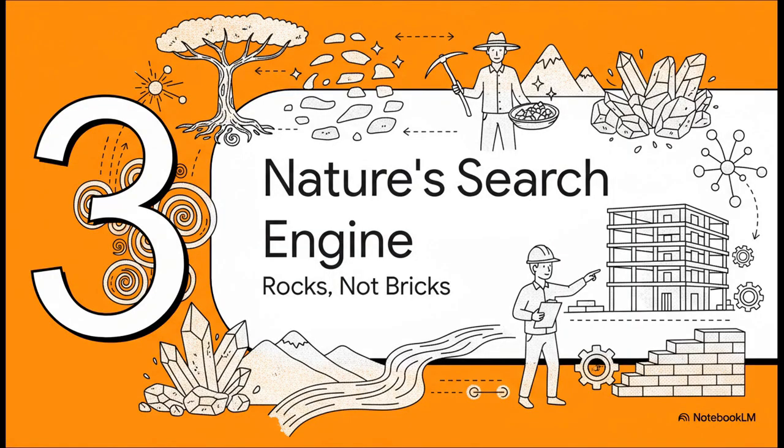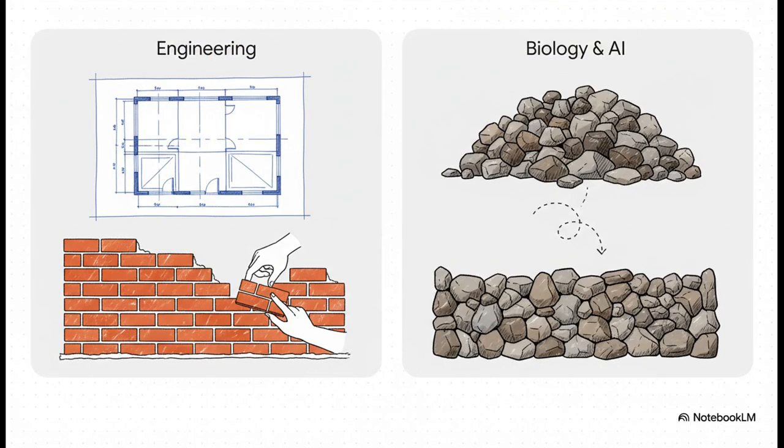Okay, so if nature is running a computation, how does it find the right programs to build things like us? Turns out it's a lot less like a careful architect and a whole lot more like someone just digging for gold. Oh, I absolutely love this analogy.